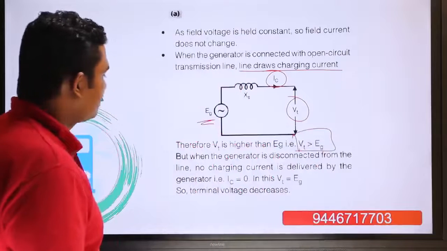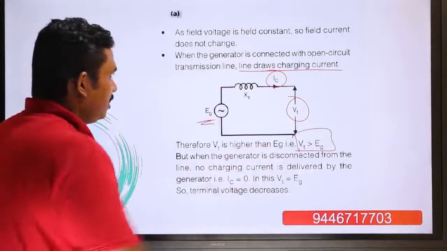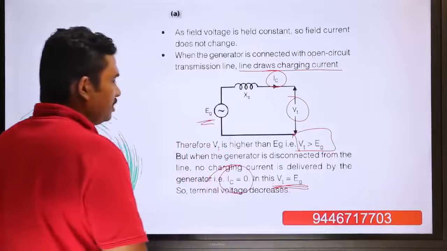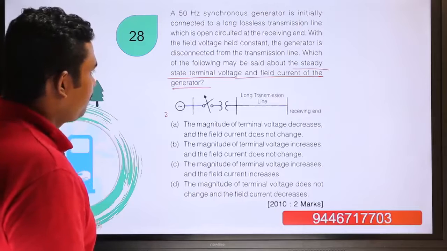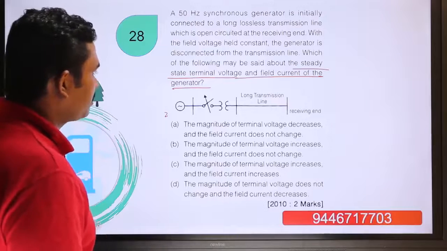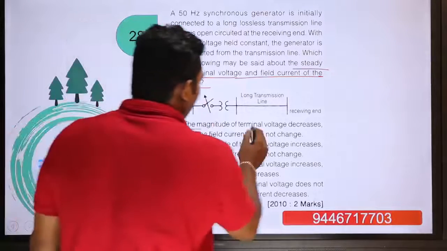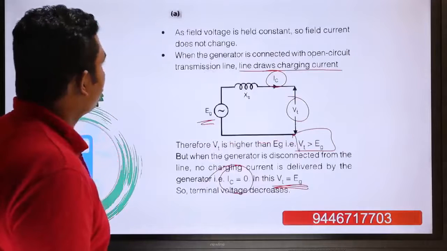But when the generator is disconnected from the line, there is no charging current delivered by the generator. So the charging current becomes equal to 0 and Vt becomes equal to Eg. So the terminal voltage will decrease. So we will check the options. The magnitude of the terminal voltage decreases and the field current does not change. So our answer is option A for question number 28.